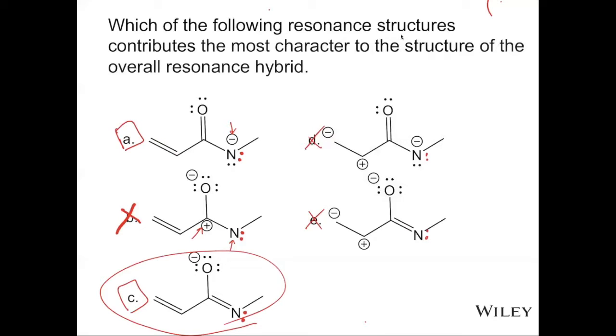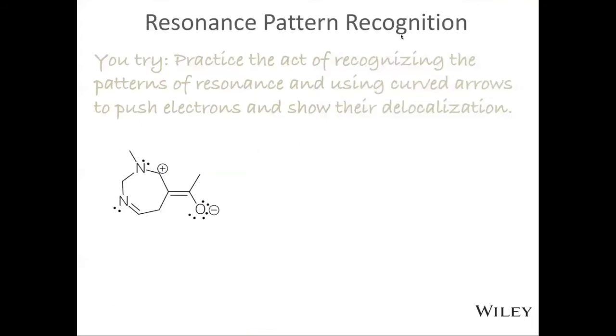So the answer there is C, the most stable contributor. If we look at this example and try to figure out how we're going to practice recognizing these patterns that we've learned, I can show you how I would think about this problem. Remember, resonance structures are always going to use this double-headed arrow to indicate that we have resonance structures.